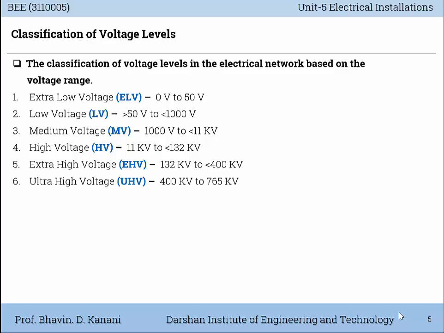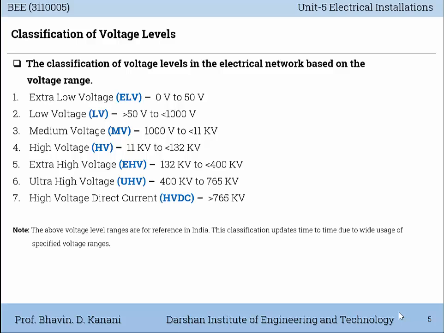Ultra high voltage, UHV, 400 kV to 765 kV. And seventh is high voltage direct current, HVDC, that is greater than 765 kV. See friends, these voltage classification ranges are according to India. In other countries, they have different voltage levels and different classification categories. But this is one of the standard reference ranges in India.